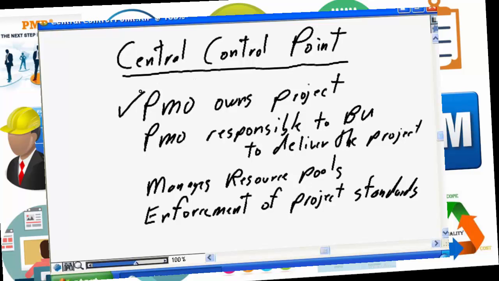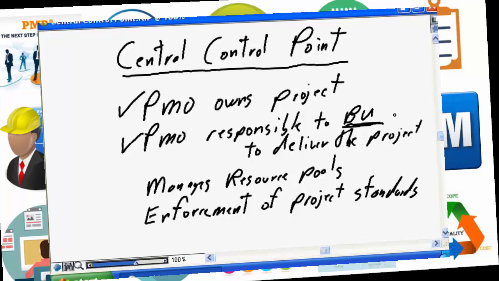The PMO becomes responsible. As I said in the introduction, it's as if the PMO has entered into a formal contract with the business unit to deliver the project on time, on budget, to specification. The PMO is responsible to the business unit to deliver the project. The PMO will take whatever actions are appropriate to ensure the project delivers successfully, and if the project doesn't deliver successfully, the business unit can hold the PMO responsible.